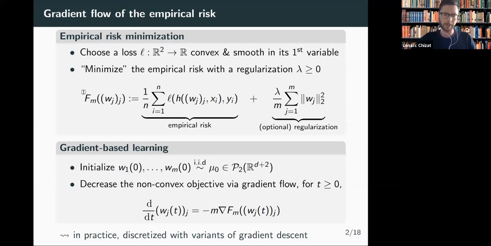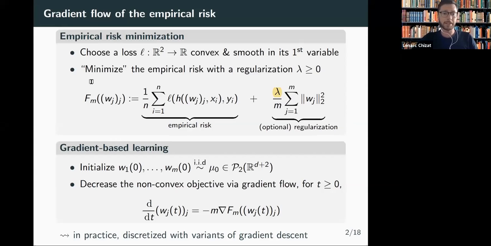And with this loss, the empirical risk is this function that I will call F_m, which takes as inputs all the parameters of the neural networks, and contains the empirical risk plus an optional regularization term, where lambda here is the strength of the regularization. And I will consider both the case where lambda equals 0, so the unregularized case, and the case where lambda is strictly larger than 0 in this talk. So here the regularization is the square of the norm of all the parameters in the neural network, and it's often called weight decay in this context. So this is the usual regularization that is used for neural networks.